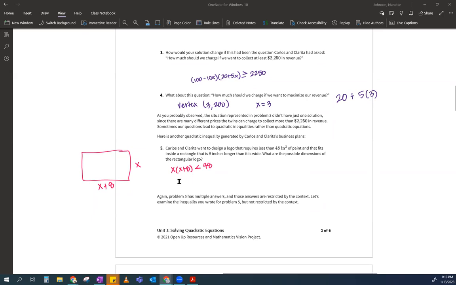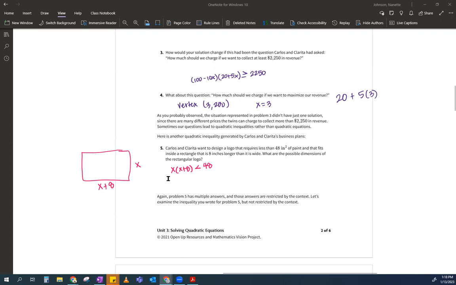Someone told me 4. So let's try 4. And then 4 plus 8 is 12. And so 4 times 12 is 48, but 48 is not less than 48. So I understand why you chose 4, but do you want to change your answer?